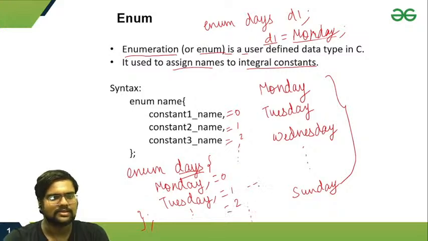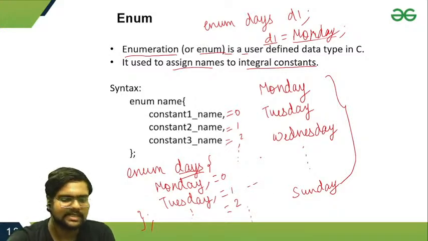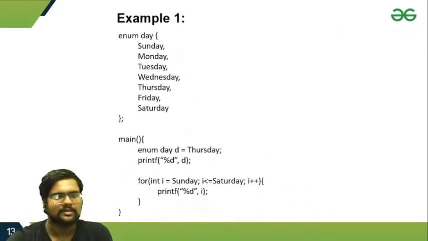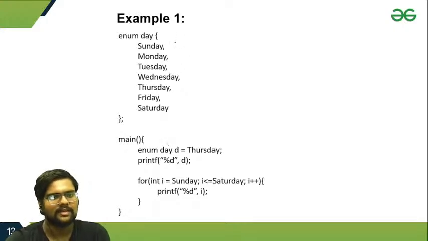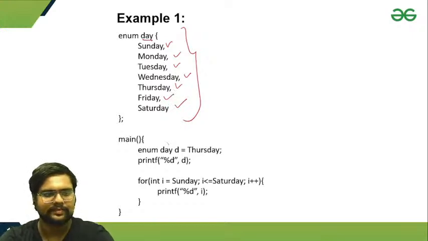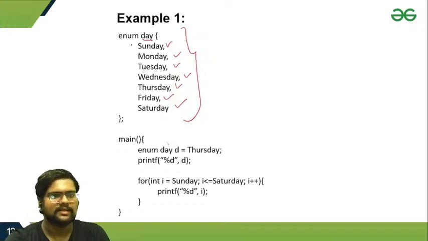Okay. So this is about the enum. So let's understand enum by example. So we have an enum. The enum is day name, and we have Sunday first, then Monday, then Tuesday, then Wednesday, then Thursday, then Friday, then Saturday. In this, the value of Sunday will be 0, then 1, 2, 3, 4, 5, 6. So 0 will be assigned to Sunday, 1 will be assigned to Monday, and similarly to the other days.